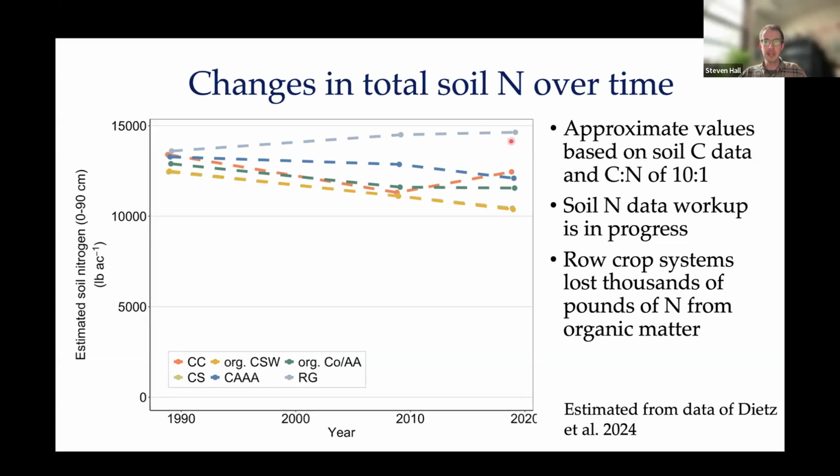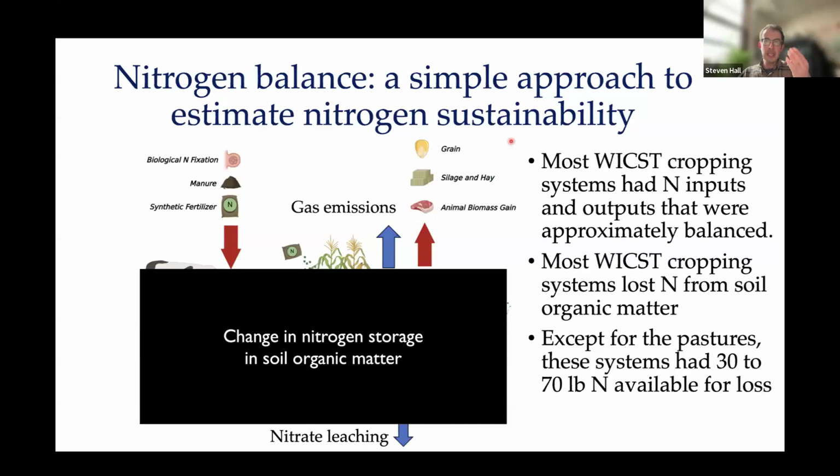So what does this mean for nitrate leaching? So the key point is, even though these red arrows are approximately balanced for most of these cropping systems, the fact that we're losing nitrogen that was stored in soil organic matter means that we can potentially have a nitrate leaching problem in these systems. And, back of the envelope, there's on the order of 30 to 70 pounds of nitrogen that's potentially available for loss from these systems simply because we're losing nitrogen that's been stored in soil organic matter.